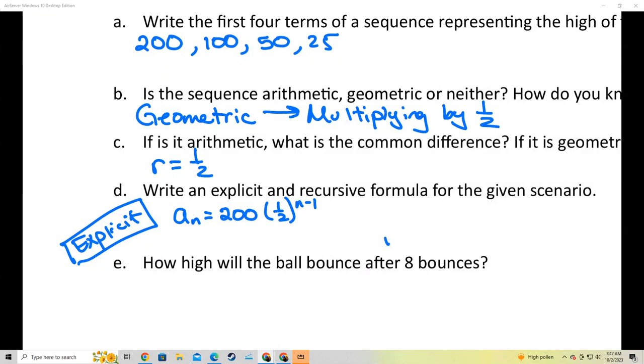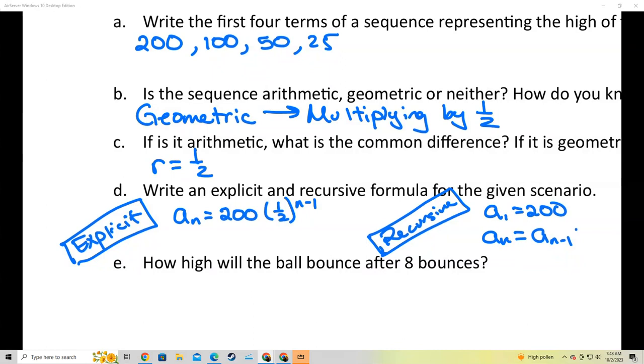As far as the recursive, we need to start off with our first term. Our first term is 200. For the nth term, you need to use your previous term. What am I doing each time? I'm multiplying by 1/2. Dividing by 2, multiplying by 1/2, the exact same thing, but I do have 2 parts to it.